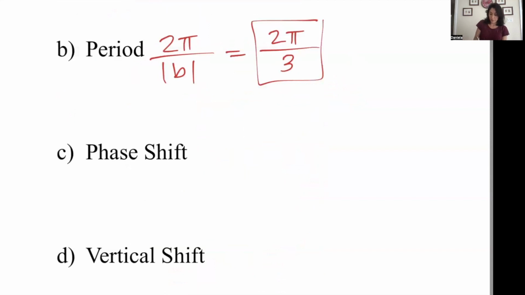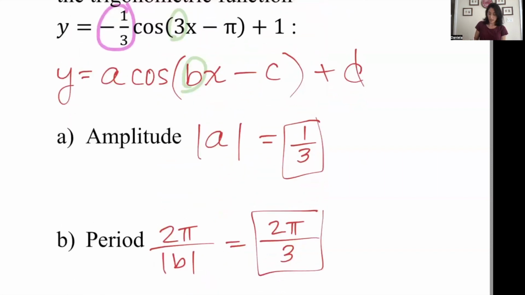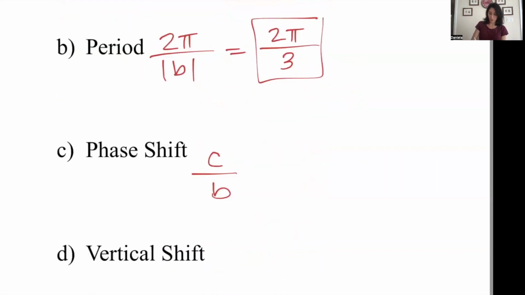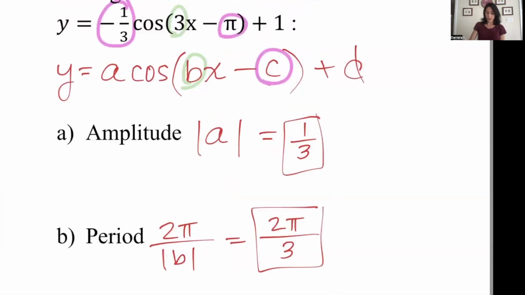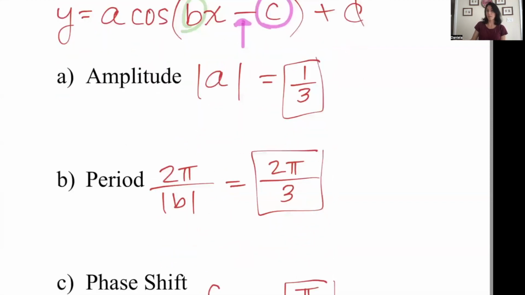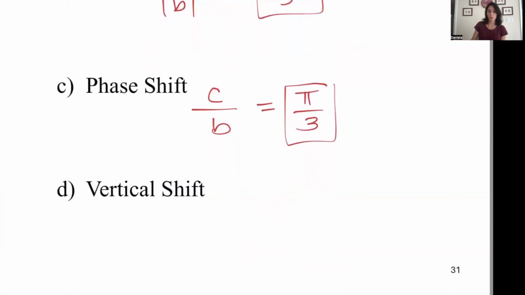So phase shift, that formula is the C value divided by the B value. So if we look up top, the C value is actually pi, right? And the B value was 3. So if we make that substitution, it's actually pi divided by 3. And the phase shift is another word for horizontal shift. So in other words, it went left or right. So again, in transformations, this actually would mean it went to the right pi over 3 units. Okay, remember, if it's inside the parentheses, it's the opposite direction than what you think.